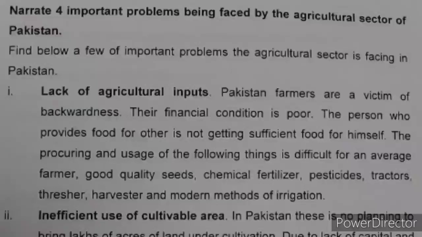The main 4 problems associated with agriculture: number one is lack of agricultural inputs. Pakistani farmers are a victim of backwardness. Their financial condition is poor. The person who provides food for others is not getting sufficient food for himself. The procuring and usage of the following things is difficult for an average farmer: good quality seed, chemical fertilizer, pesticides, tractors, thresher, harvesters, and modern methods of irrigation.